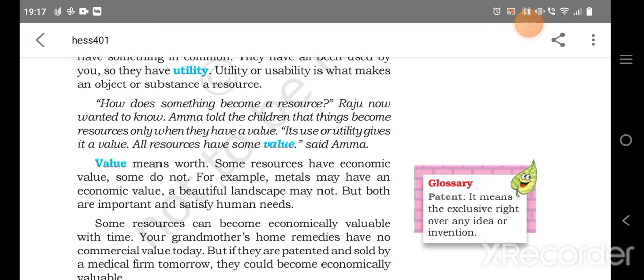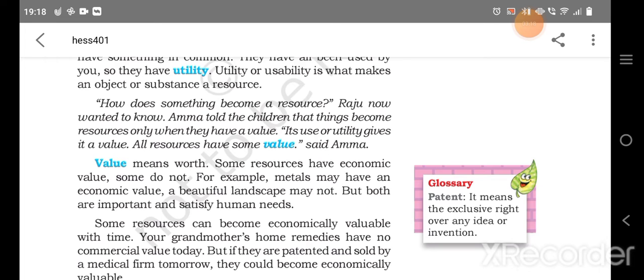Now the next term that comes in this chapter is value. How does something become a resource? How can a thing be considered a resource? How can I tell that this thing is a resource? Yes, the first aspect is whether the thing is used by us or not, but the other aspect is value: does this thing have any value, does it have any worth?